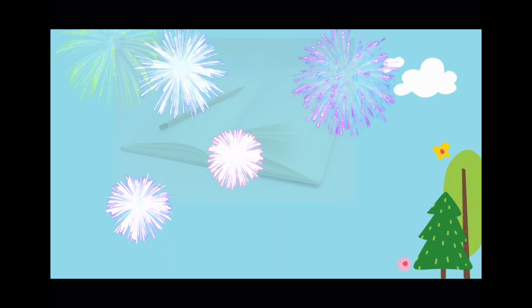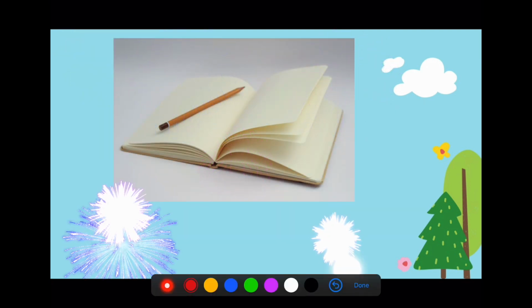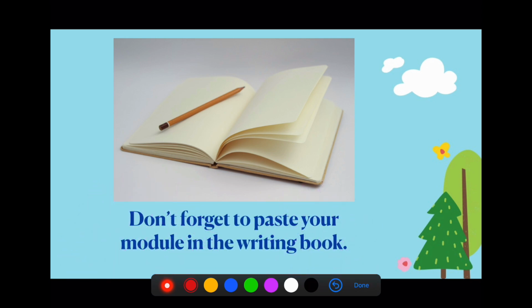Okay, as usual, don't forget to paste your module in the writing book after you have completed the activities.